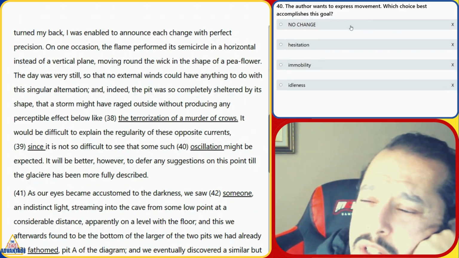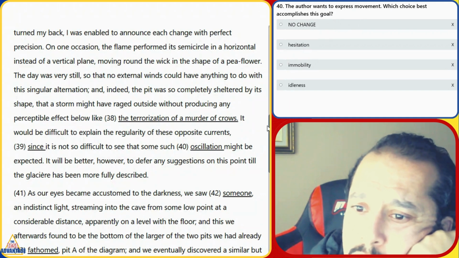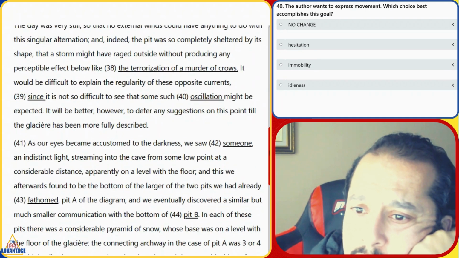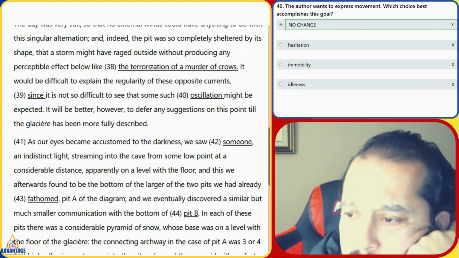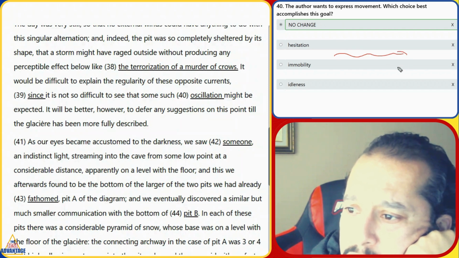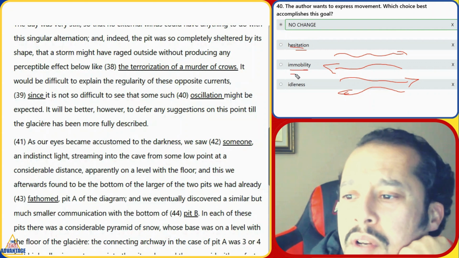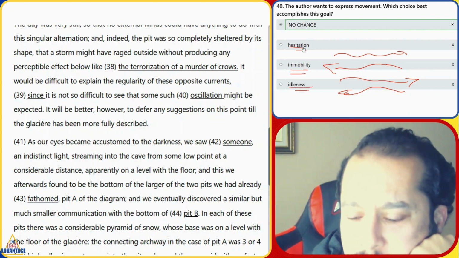Number 40, the author wants to express movement. Which does this goal? Okay. Mobility, oscillation. Oscillation is movement. I mean oscillation is movement, I guess, back and forth, back and forth, back and forth. Hesitation means to freeze. Immobility means not moving. Idleness also means not moving.